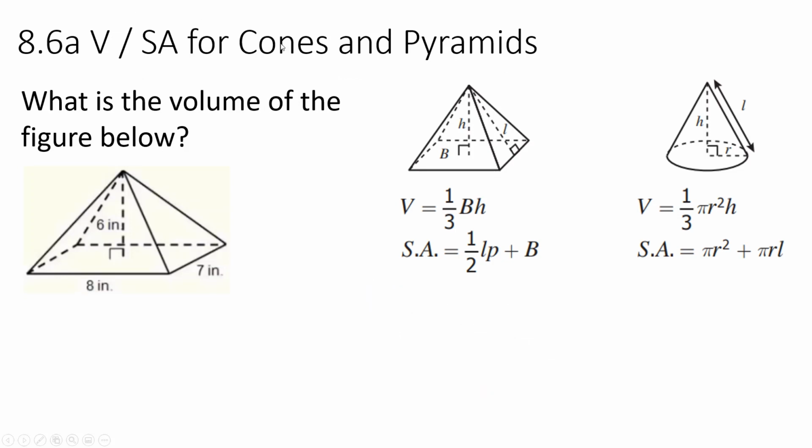Okay, volume surface area for cones and pyramids. What is the volume of this figure? Okay, this is a pyramid. We've got some information, 8, 7, 6 in this pyramid. So they're asking for volume. So volume is 1/3 big B H.